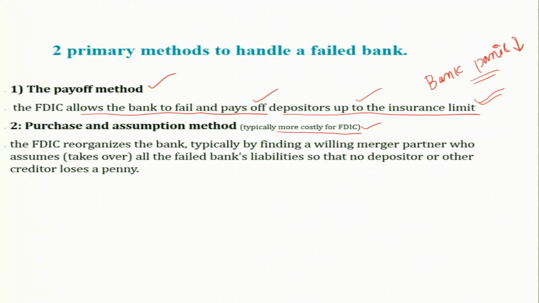And what if a bank is in trouble? Normally, practically, the FDIC uses the second method, that is the purchase and assumption method.